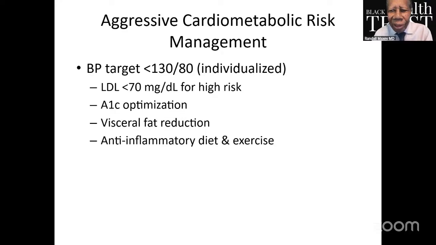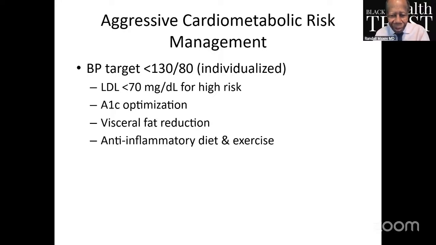Next slide. So we know that aggressive cardiometabolic risk must be handled as much as you can. When I target blood pressure, I don't like 130 over 80, I like 120 over 80. But you have to individualize it. Some people need just a little bit more pressure to get blood through those small arteries. Want to keep the LDL, the low density lipoprotein, less than 70. But that's a high risk setting that gives you heart attacks. It's your bad cholesterol. We want to make sure you optimize the A1C as close to being under 5.7 as possible.